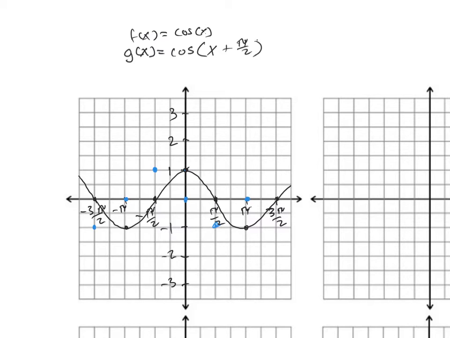I can try to use the old one as a guideline. And that's what it should look like. I know my original point is here. It's shifted back a pi over 2. That is what the two graphs combined together look like.